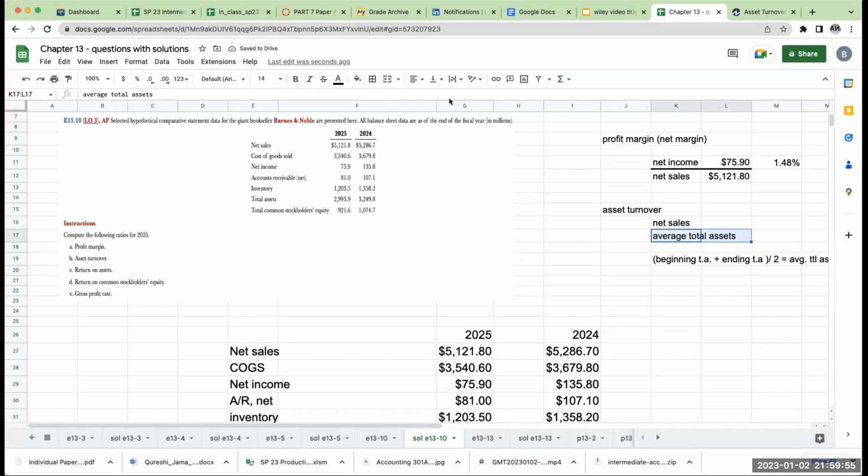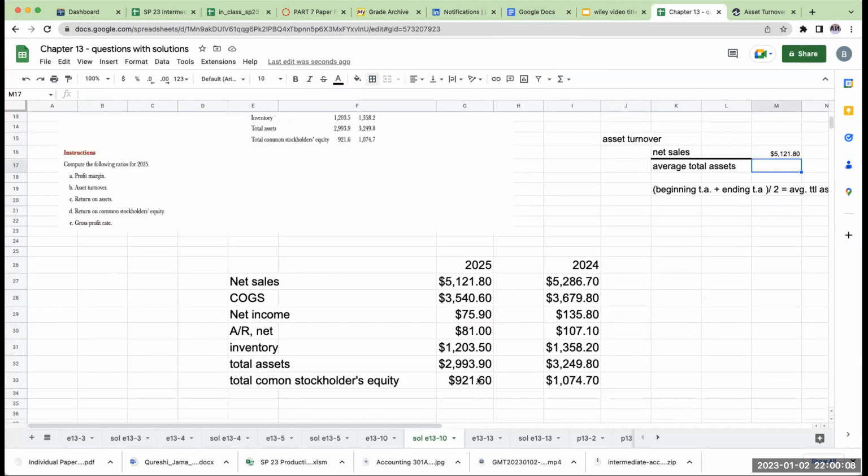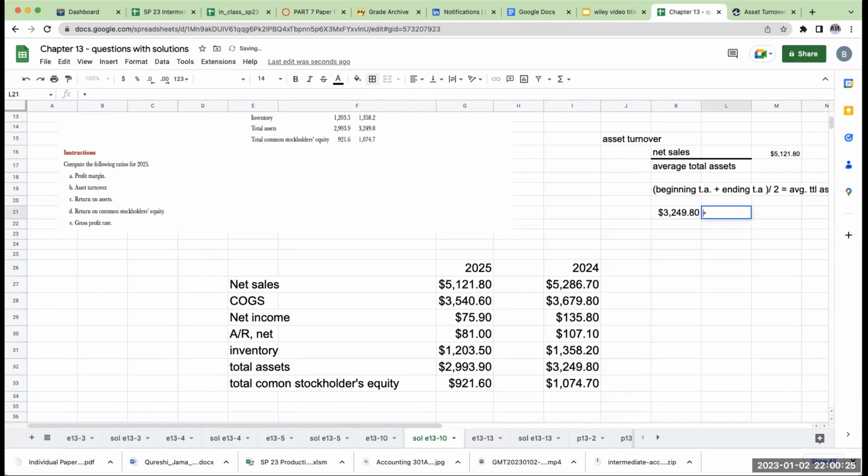Okay. So for this one right over here, my net sales are going to be 5.1 billion, that's probably in millions, right? So it's 5.1 billion of net sales. What are my average total assets? Well, my beginning total assets, the amount that's at 12/31/24, becomes the beginning for 1/1/25. So my average total assets are going to be 3,249.8.